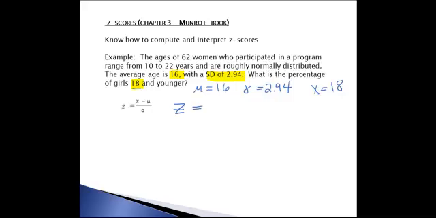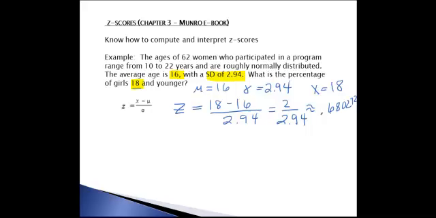So z equals 18 minus 16 over 2.94, which equals, so I can do this in my head, 18 minus 16, 2, divided by 2.94. Now I can't do that in my head, so I have to put this into my calculator. 2 divided by 2.94, and I'm getting 0.6800272.